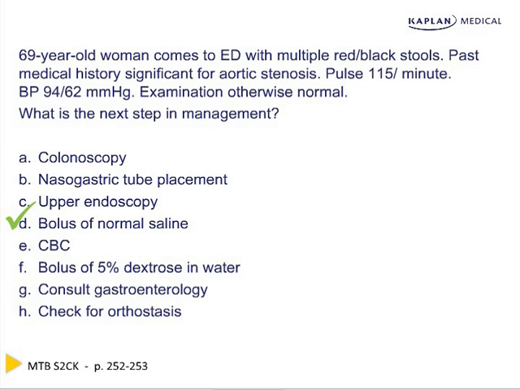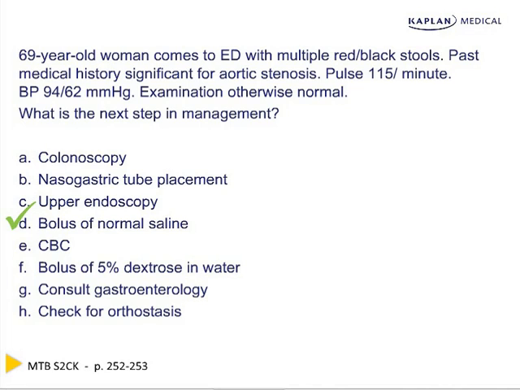The precise etiology of the severe GI bleeding is not as important as fluid resuscitation. There's no point in checking for orthostasis when the person's systolic blood pressure is already under 100. Furthermore, she's tachycardic at rest. What's the point of checking orthostasis? Endoscopy should be performed, but it's not as important as first fluid resuscitating her.